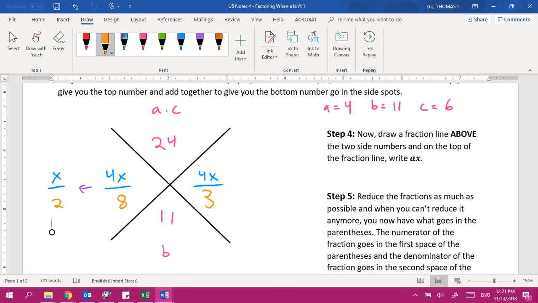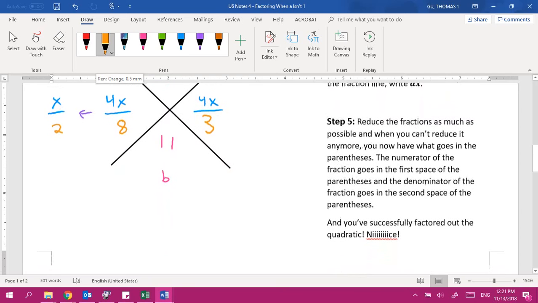So now, once we've reduced as much as we can both of our fractions, that tells you what goes in each parentheses. Remember, we're trying to figure out what our factors are, what goes in each set of parentheses. The numerator, right here, is x. That goes in the first space in your parentheses, so x. The denominator, what is this? 2. Positive or negative? Positive. So plus 2 goes in the second space of the parentheses. So we've got x plus 2 as one of my factors. What would my other factor be then? 4x plus 3. That's right, 4x plus 3.